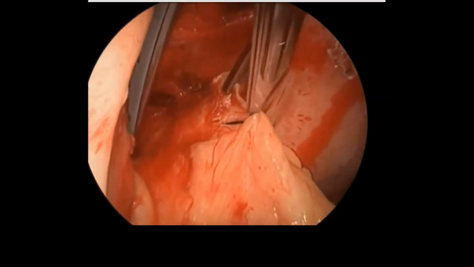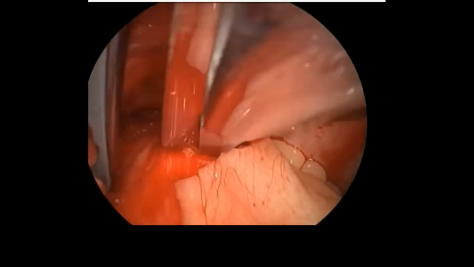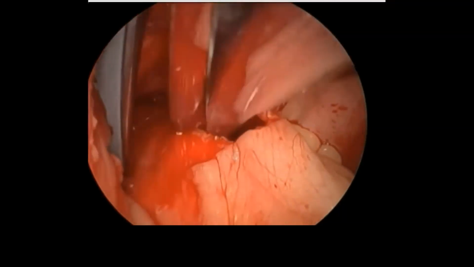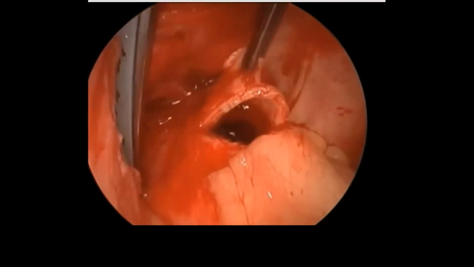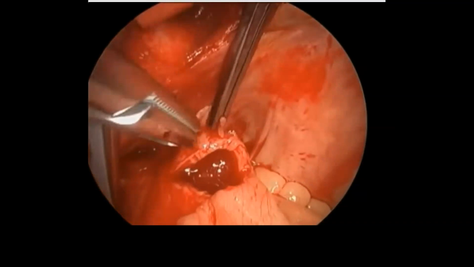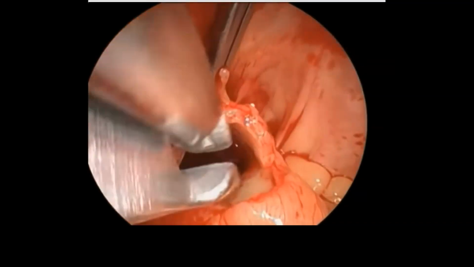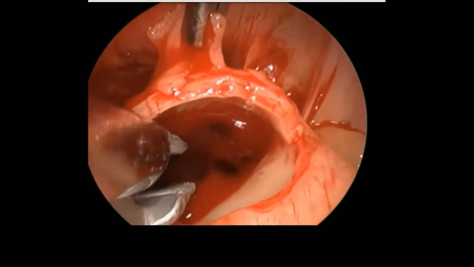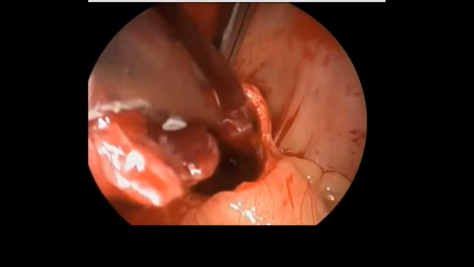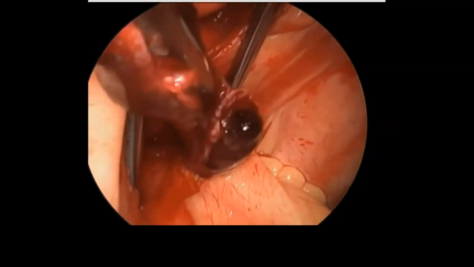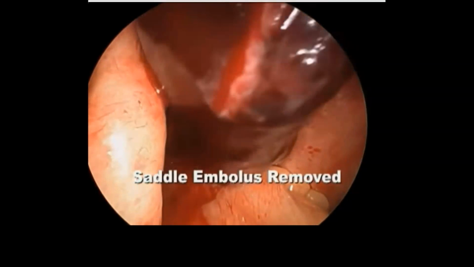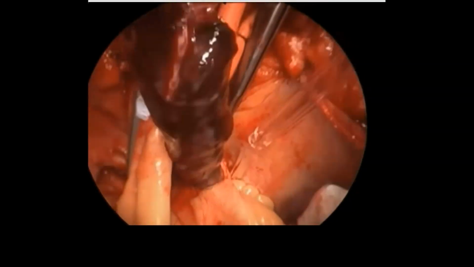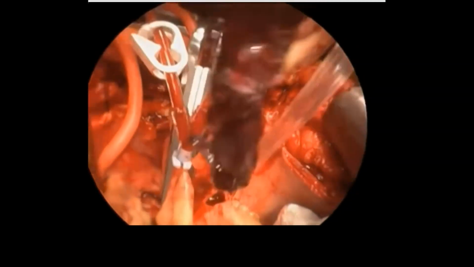Here we're performing the pulmonary arteriotomy with a knife and then scissors, and you can already get a glimpse of the thrombus inside the main pulmonary artery. As it branches, you can see a grasper is used to remove the thrombus. This is a very large saddle embolus that originated likely from the patient's femoral and iliac vein.